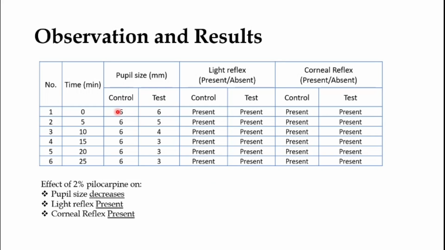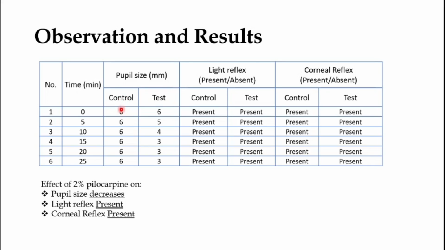So after getting the results about the pupil size, the light reflex and the corneal reflex, you have to draw the table, and in the table you have to write down your results. And this is the time period at which you have seen these following parameters. The control is the eye of the animal in which you haven't given the pilocarpine, you only have given the distilled water, so definitely the pupil size will not be affected.